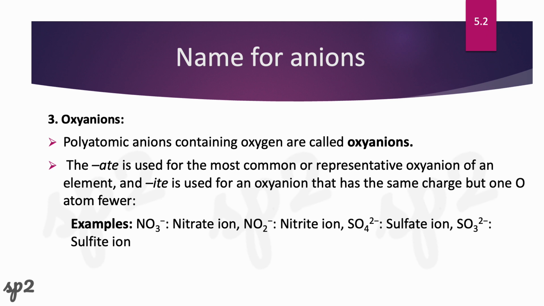The next example is for a sulfur-containing oxyanion. The most common one is SO4 2-, which is known as sulfate. And then if I have one oxygen atom fewer, which is SO3 2-, I can call that sulfite ion. Okay.